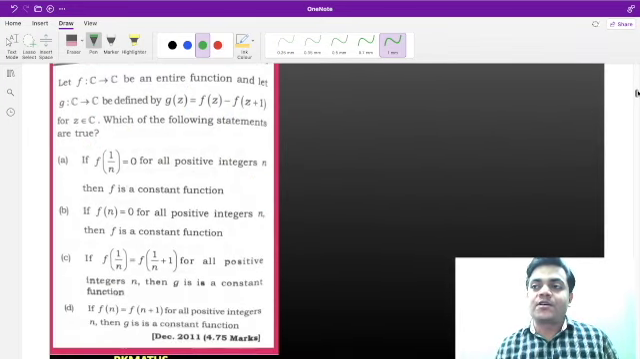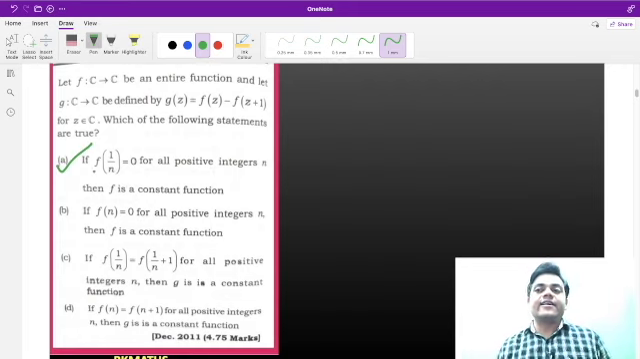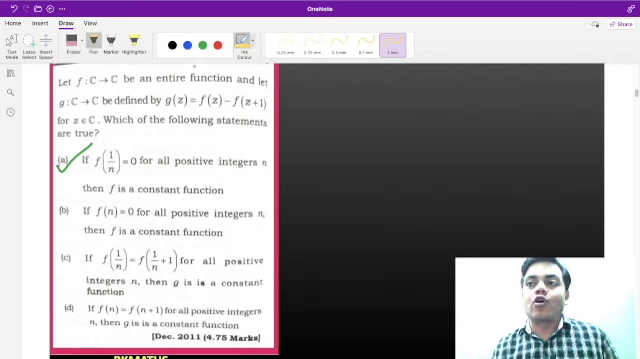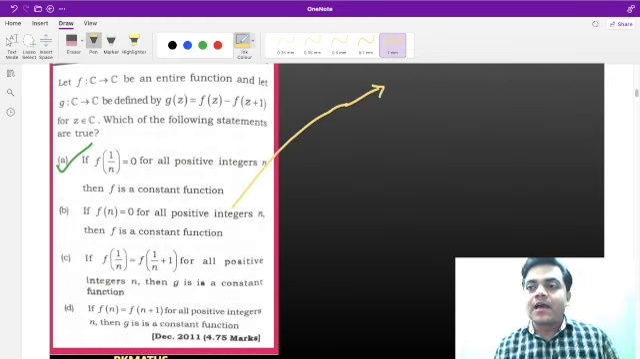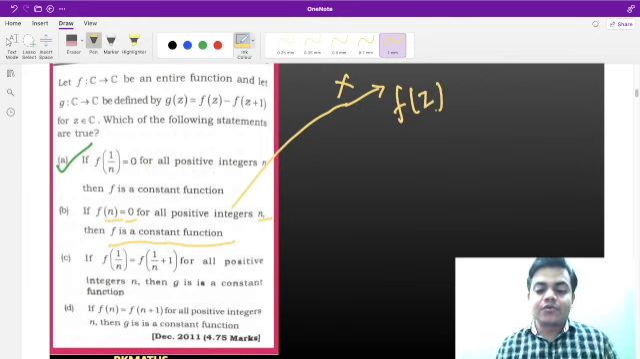Now let's go for option B. One thing has already been concluded, that A is right. Now we are looking at option B. What is option B? Our focus is on option B: f of n is equal to 0 for all positive integers n, then f is a constant function. But this is not true. Do you know why? Because, for example, if we take f of z is equal to sine pi z.